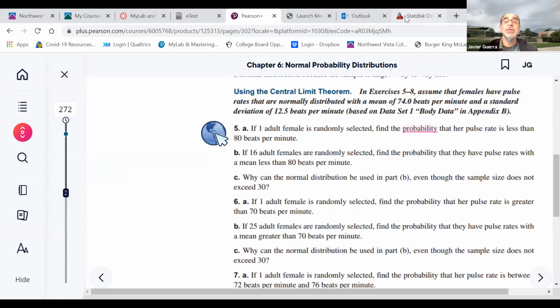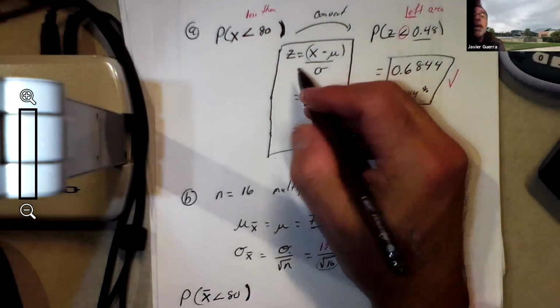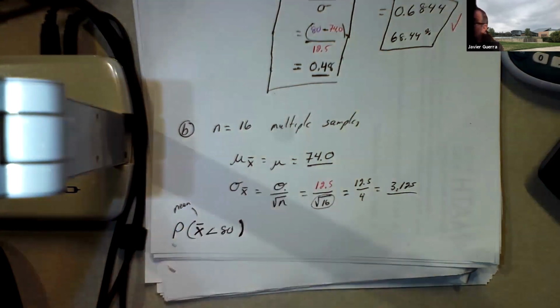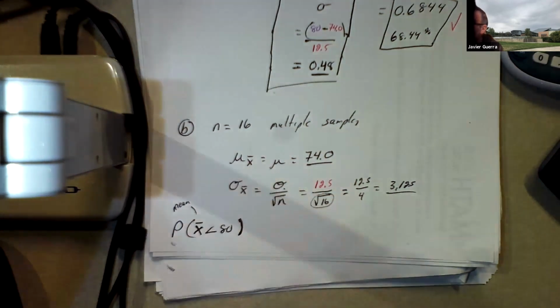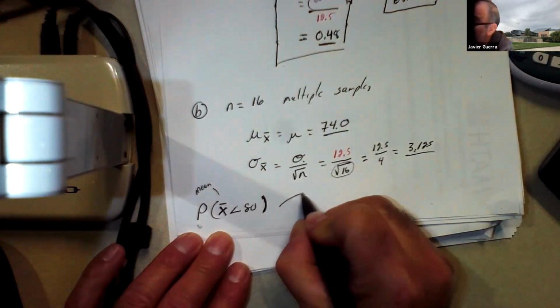80 beats per minute. So look at my paper. You can see the difference between part A and part B. Part A was just X. Part B is X bar. Because it says mean. The problem says find the probability that the mean pulse rates are less than 80. I don't think I'm gonna have space. But anyways, let's see. We gotta convert.